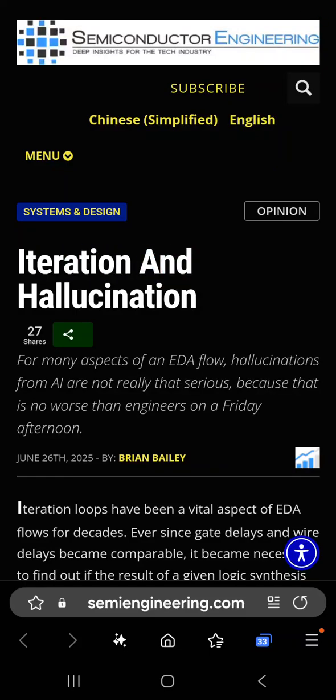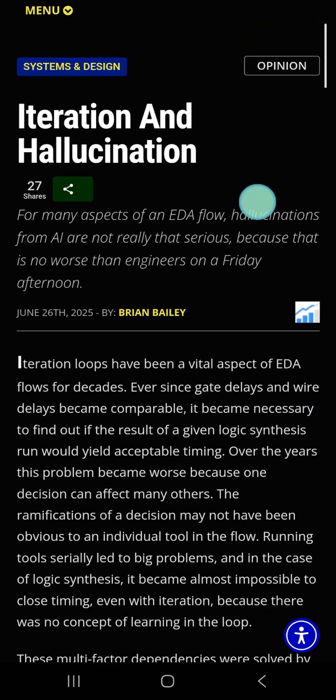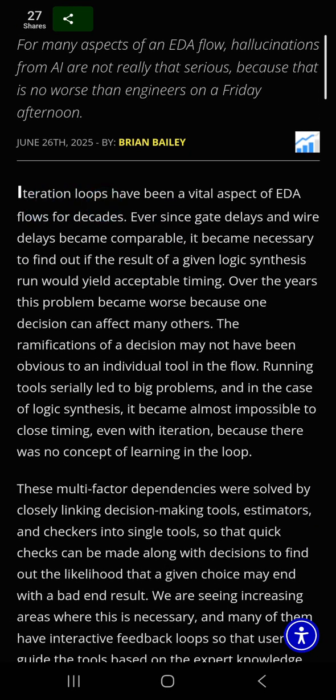Iterations, and hallucination. From many aspects of the EDA flow, hallucinations from AI are not really that serious, because that is not worse than the engineers on a Friday afternoon. The iteration loops have been a vital aspect of the EDA flow for decades, ever since gate delays and wire delays became comparable. It became necessary to find out if the result of a given logic synthesis run will yield acceptable timing.